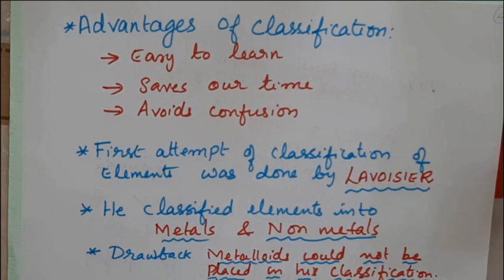But there was one drawback. As years passed, more and more elements were discovered, and some of the elements could not be fit into his classification. For example, elements like metalloids. He could not place them in metals group or in non-metals group. So that classification was not much famous among the scientists, but it was the first of its kind that was done by Lavoisier to classify elements.